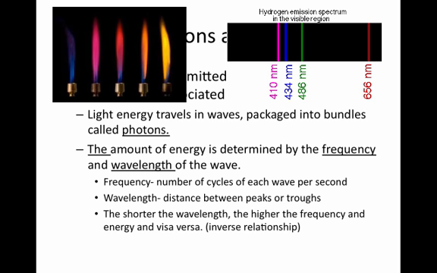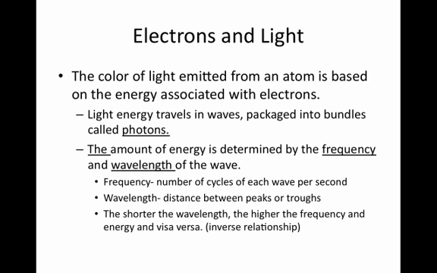Okay, first off, we need to do a little bit of a review just about light and color in general, perhaps some of the stuff you already know about light and energy. So I'll just go over this slide, and this is definitely something you want to get in your notes as well. First of all, the color of light emitted from an atom is based on the energy associated with the electrons. Light travels in waves packaged into bundles called photons.